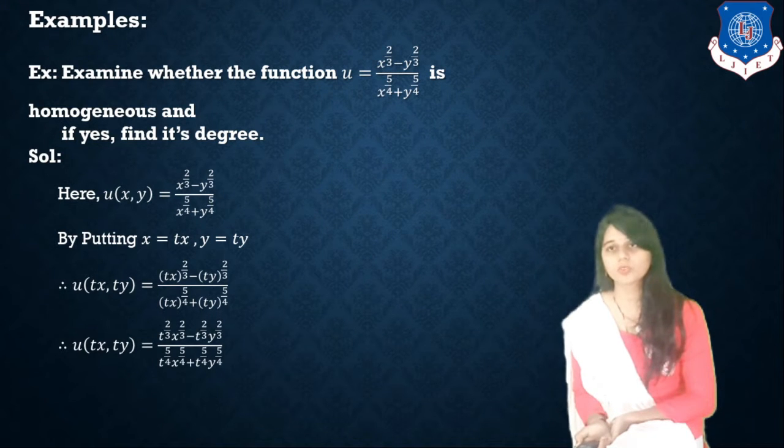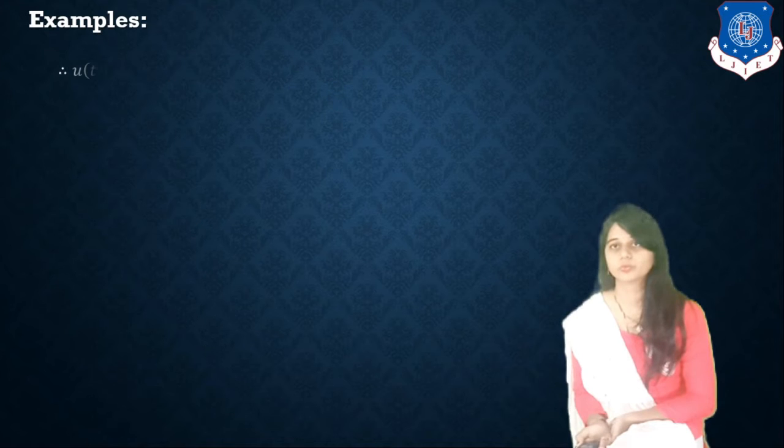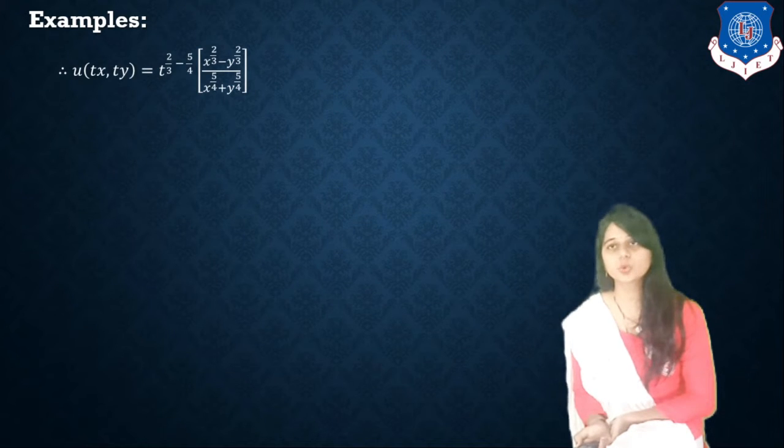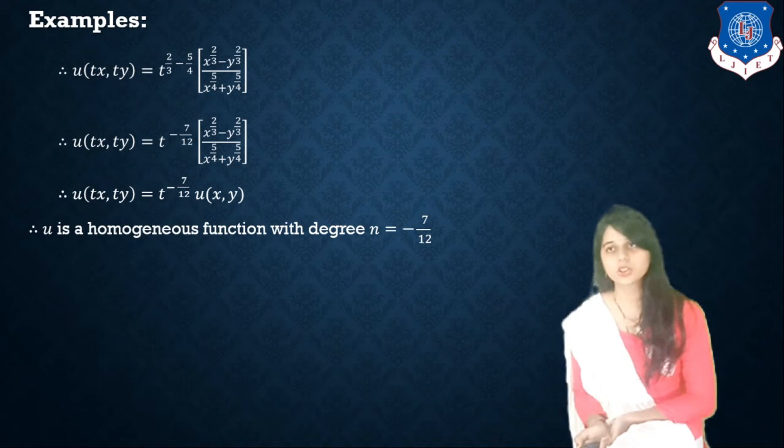Take the common value of t. We get t raised to 2 by 3 upon t raised to 5 by 4 into u. So it is t raised to 2 by 3 minus 5 by 4, multiplied with x raised to 2 by 3 minus y raised to 2 by 3 upon x raised to 5 by 4 plus y raised to 5 by 4. So we get t raised to minus 7 by 12 times u of x, y. So u is a homogeneous function with degree n equal to minus 7 by 12.